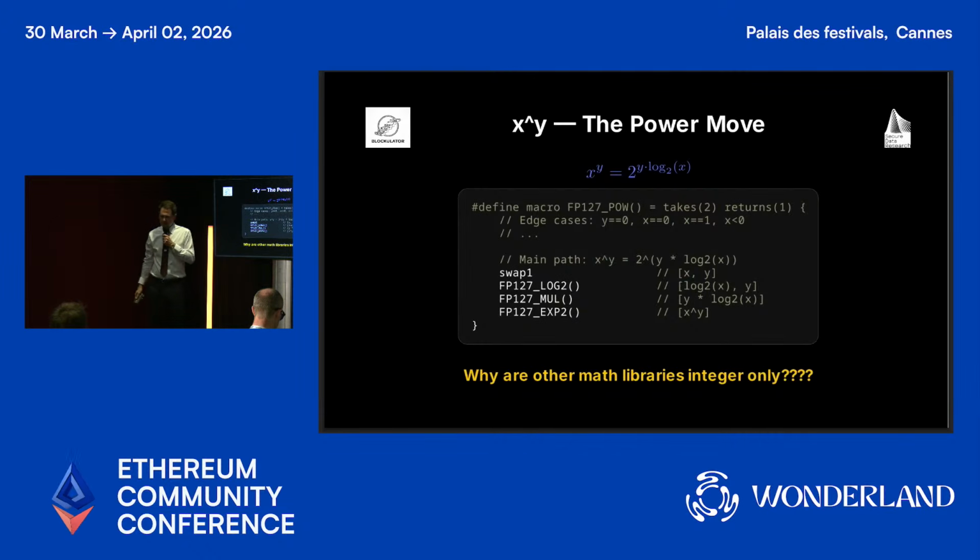Why are other libraries just integer only? I still don't understand this. Like Viper lets you use a decimal base, but only an integer power, and I think ABDK math only gives you integer bases and powers. What about PRB math? Do you know? Yeah, they do the same thing. Of course, the same thing. Okay, well, interesting.